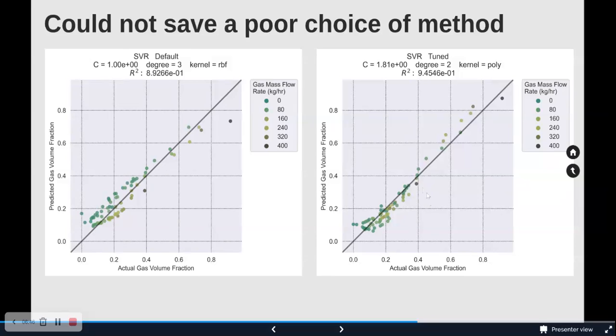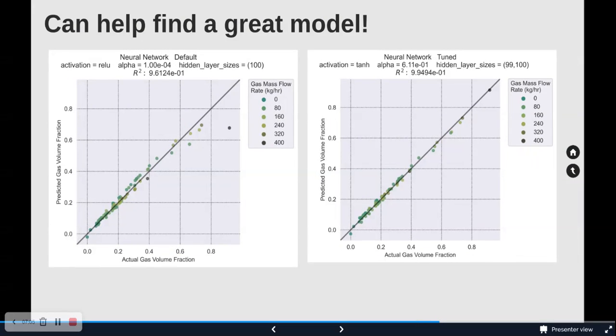However, even this tuned model performed worse than the defaults of the other 5 methods that I tried out. So if a certain method is a poor choice, tuning its hyperparameters will not benefit you very much. However, in some cases, it really helped improve my models.